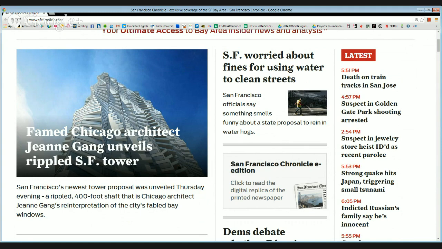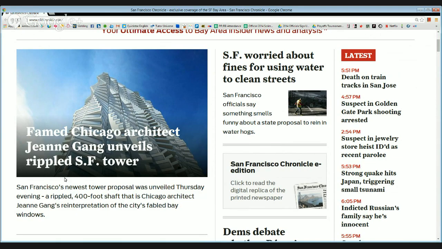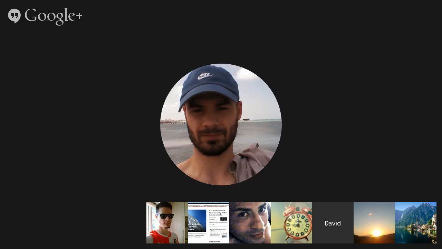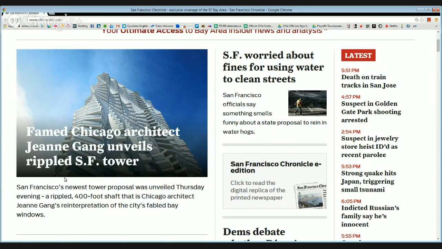So what's missing from this one? We do have a verb here, so the verb's not missing. What are we missing here? The articles, yeah, and where do we need to put them? The first word, the article, "the." Yeah, "the famed Chicago architect." And then is there another one? I think there should be maybe one more. Anyone have any ideas? Rippled SF. Yeah, "unveils a rippled SF tower." Great. Good job. So, two articles, "the" and "a."